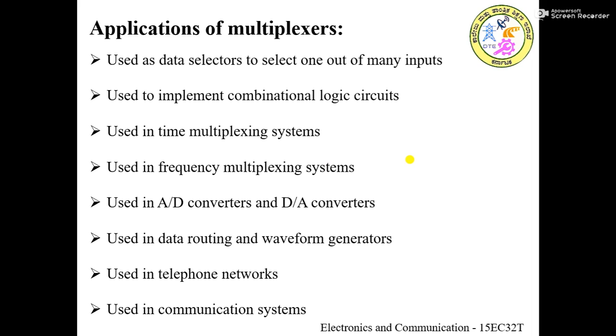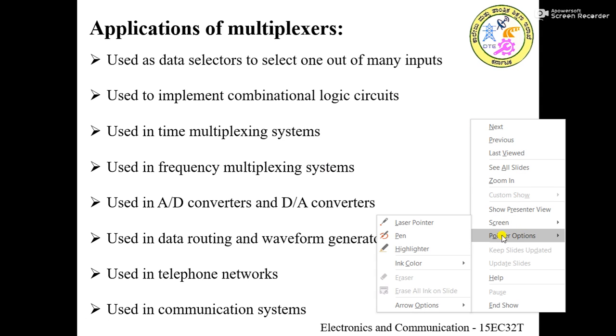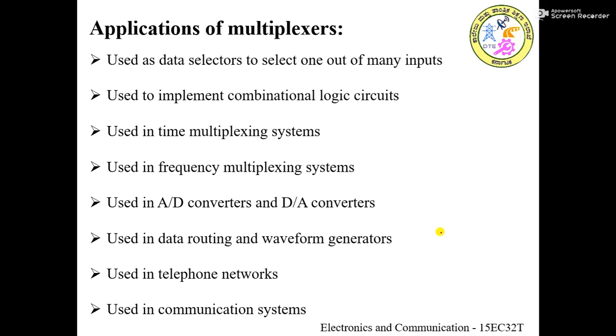The multiplexers are used as data selectors. While introducing the multiplexer itself, we referred to it as a data selector. As the multiplexer will have 2 to the power of n inputs, out of the 2 to the power of n inputs, only one input will be selected at a time. To select which particular data input, the multiplexers act like data selectors. Next, they are used to implement combinational logic circuits. This one we will see in the later sessions.